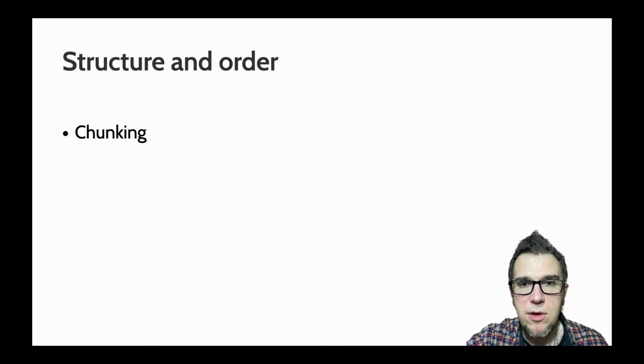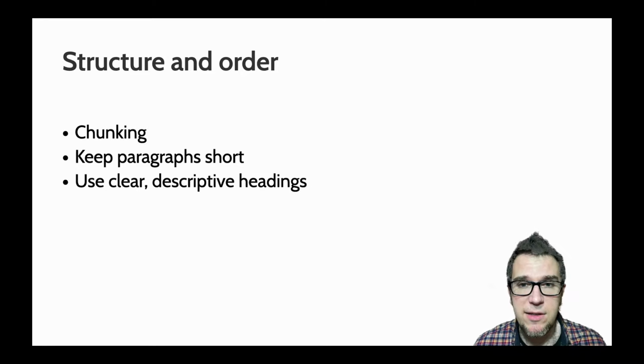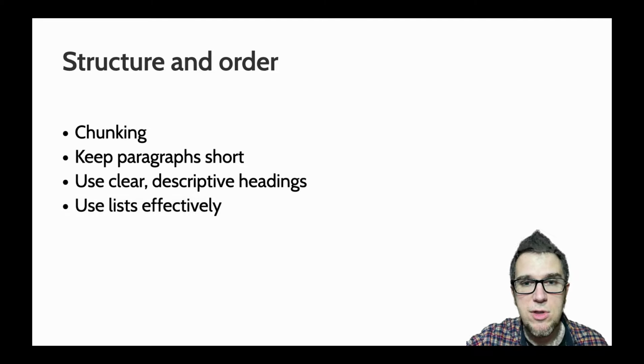Here are a few tips around structure. Keep paragraphs short and start a new paragraph each time you want to make a new point. Headings. Use clear, descriptive headings to break up long bodies of text and group related paragraphs together. Headings can help readers to grasp the main points without reading the whole thing. Use lists effectively for the steps in a process, for example, but don't make them too long. Psychologists say to aim for a maximum of around 7 points.